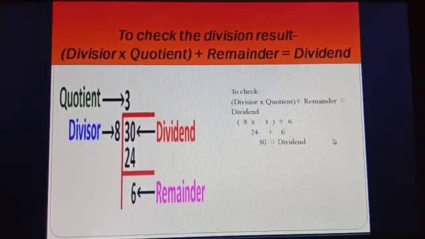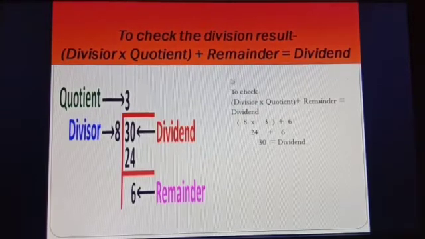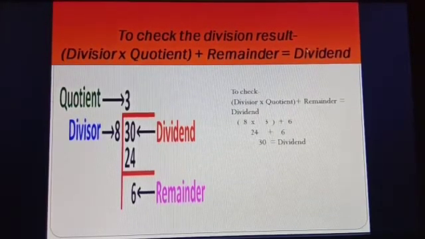Now how can you check your division result? Is it right or wrong? Okay, so there is one process given. If we multiply the divisor by the quotient and then add the remainder to the product, if the answer is equal to the dividend, it means your answer is correct.